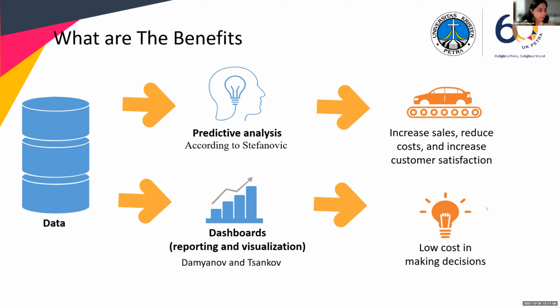According to Stefanovic, business intelligence modeling can predict automotive industry inventory management, so it can increase sales, reduce cost, and increase customer satisfaction. And also, according to Damionov and Stankov, business intelligence can create reporting and visualization that can make a low cost in decision making.